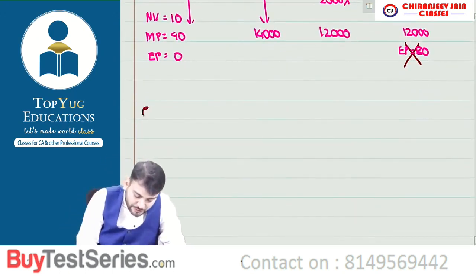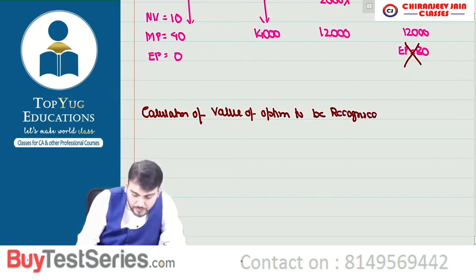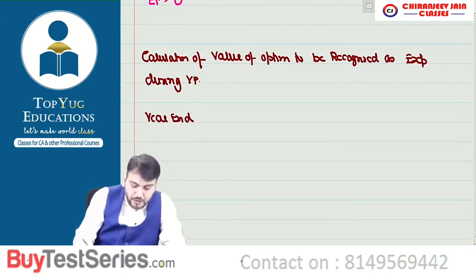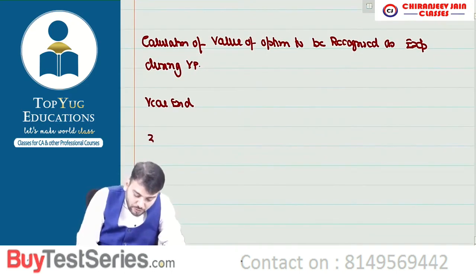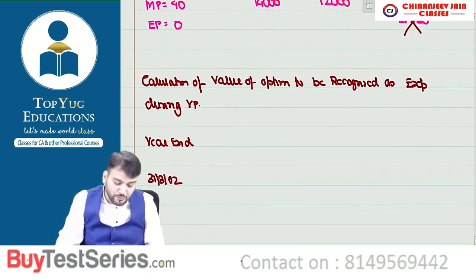First we'll calculate expense. So write: calculation of value of option to be recognized as expense during vesting period. Year end: first, 31st March 2002. How many options will you take? What is the number of options? The number of options will be 14,000.